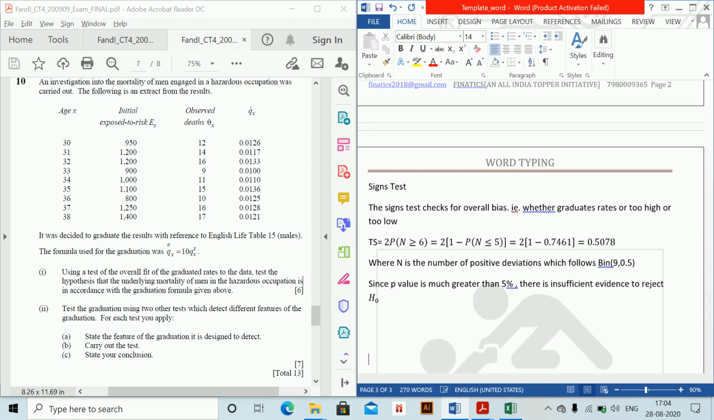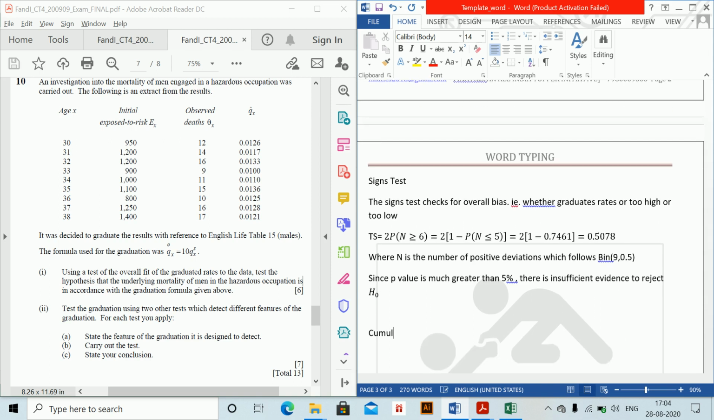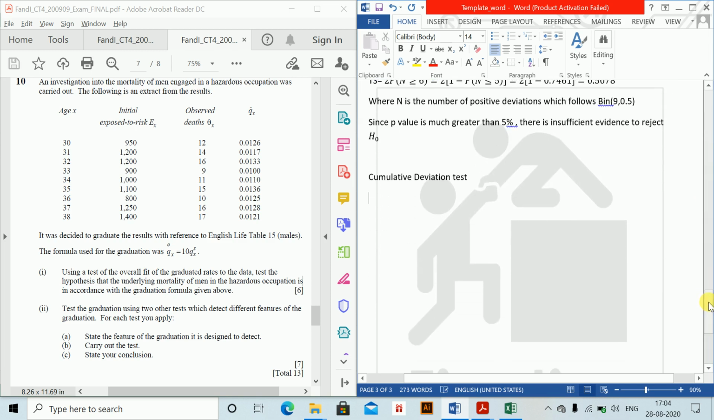So now suppose this part only, I'm showing you a lot of tests. The cumulative deviations test, I'll show you all the 4 tests so that it is covered in this one sum. The cumulative deviations test checks for the bias over the age range to be considered.